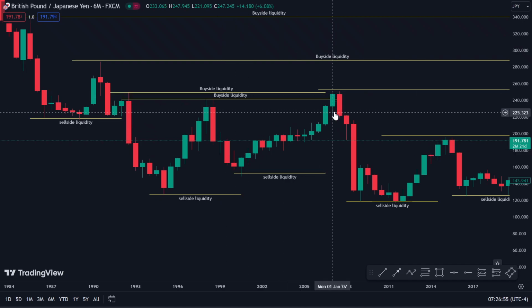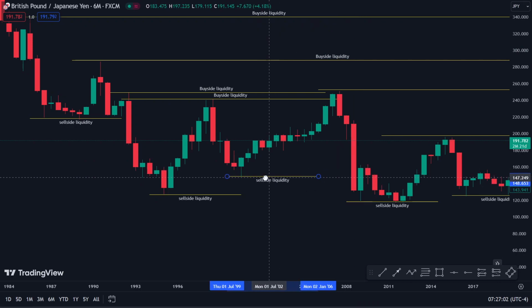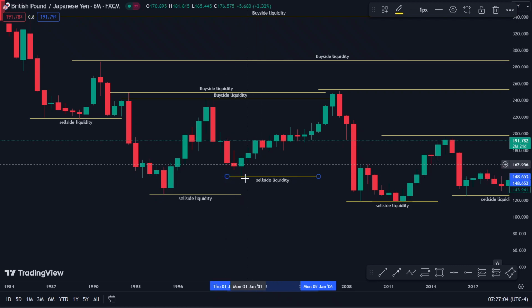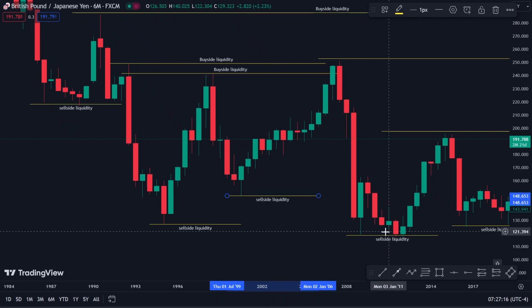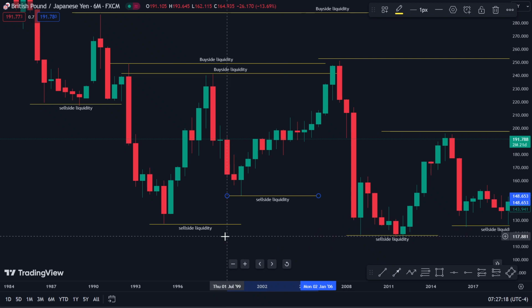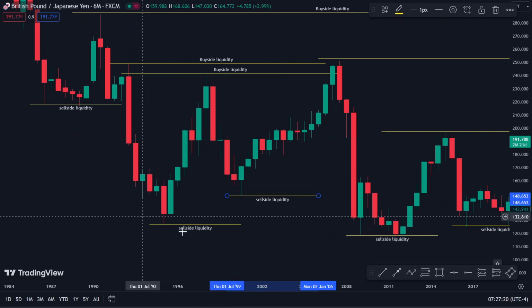And you see, after it was taken out, the market went down, and this was targeted. This acted as a draw on liquidity. This swing low here, there was a cluster of sell stops resting over here, and that acted as a draw on liquidity. Okay, and also over here, we had a cluster of sell stops, and it also acted as a draw on liquidity. You see, they were purged.